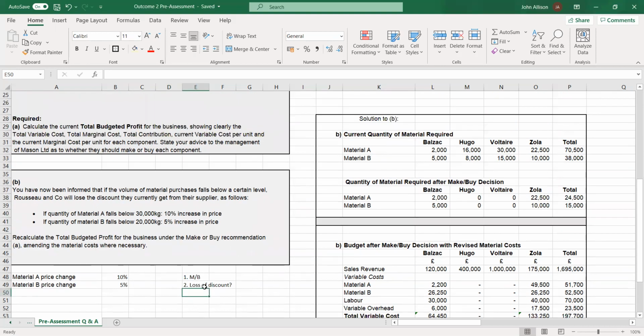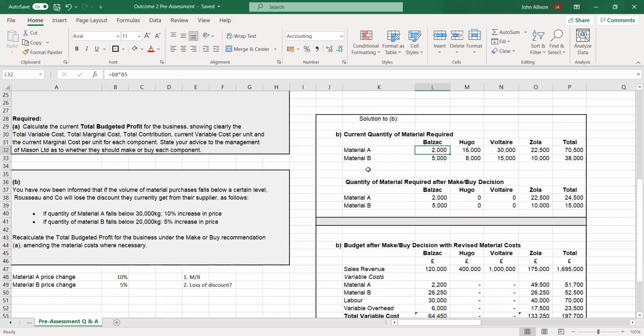So first thing we have to do then is determine whether or not we're going to lose the discount. If material A falls below 30,000 kilograms, there'll be a 10% increase in price. And if B falls below 20,000 kilograms, there'll be a 5% increase in price. So the first thing we need to do is determine whether or not material A, the amount used, falls below 30,000 kilograms. And if it does, we're going to have to increase the price of material A by 10%.